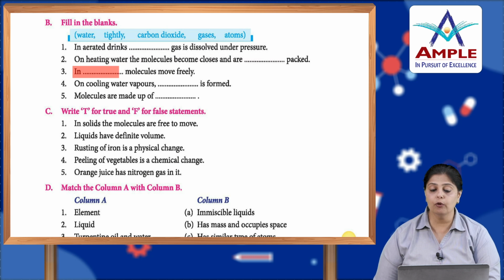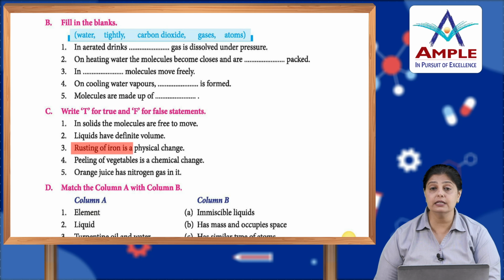On heating water, the molecules become close and are tightly packed. In gases, molecules move freely. On cooling, water vapor, water is formed. It is water. Molecules are made up of atoms. True and false. In solids, the molecules are free to move. False. They are tightly packed. Liquids have definite volume. Yes, they have definite volume, but no definite shape. They take the shape of the container.